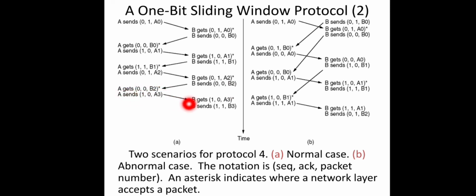This continues. You can check the packet number to find the position of different packets. So A3 means the fourth packet from A to B, and sequence number is 1, and it is acknowledging the third packet actually, or the sequence number is 0, like that. This is the normal flow in case of a sliding window protocol.